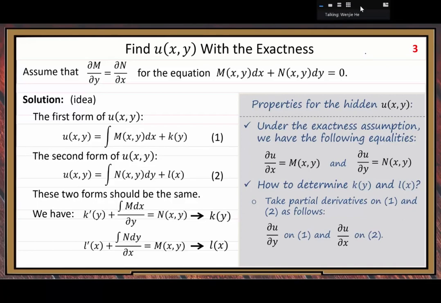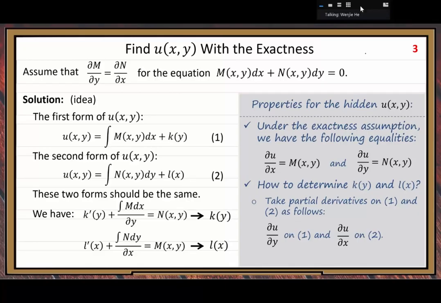We were here last time. We finished this slide, so we are at the bottom. So we complete this method. We can use this method to solve exact ODEs.